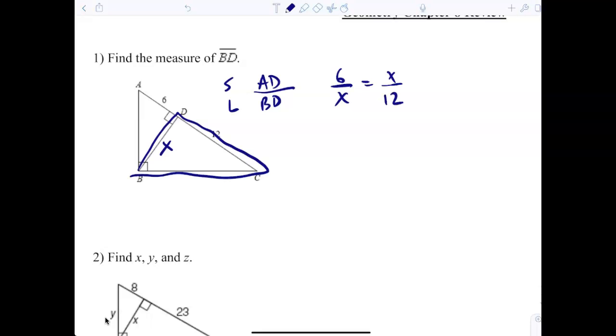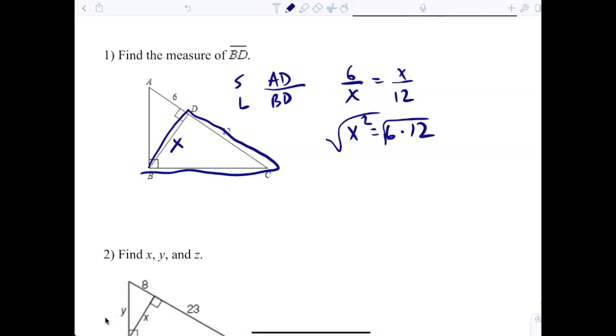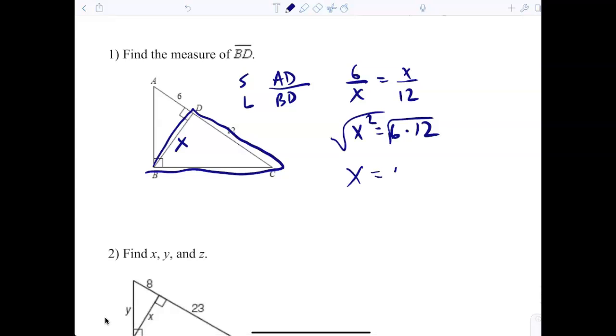So now cross multiply: X squared equals, remember, 6 times 12. There's no reason to multiply it because when you take the square root, you're going to notice there's a common 6. So 6 radical 2. Everybody good on that now? All right. Now let's look at the next one.